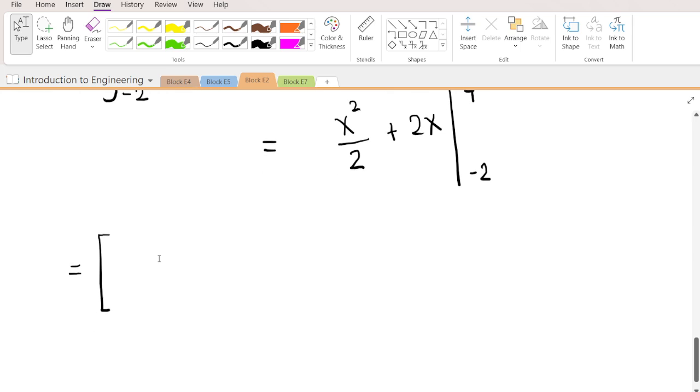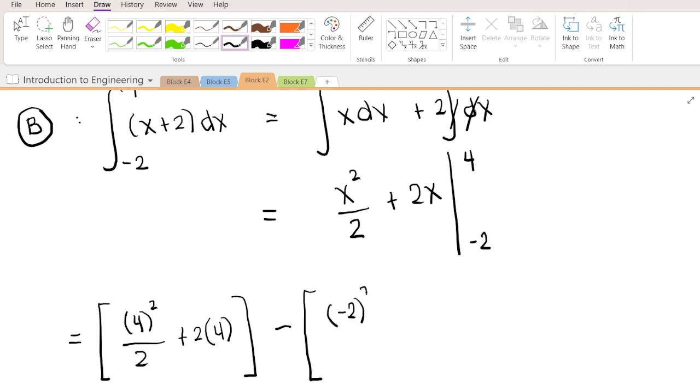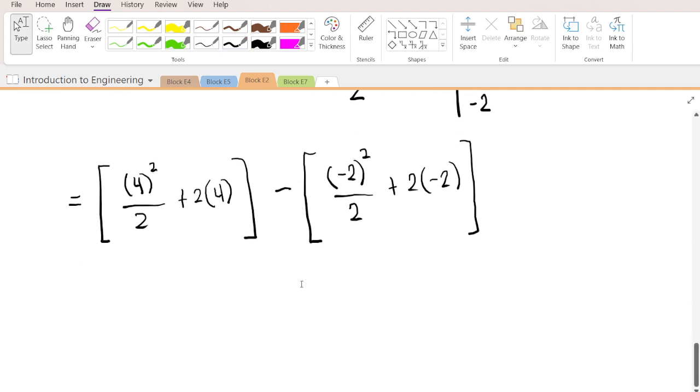Okay, let's substitute first the 4. So we have 4 squared over 2 plus 2 times 4. And then minus, for negative 2 this time, negative 2 squared over 2 plus 2 times negative 2. Okay, so let's solve for this one. 4 squared over 2 plus 2 times 4.